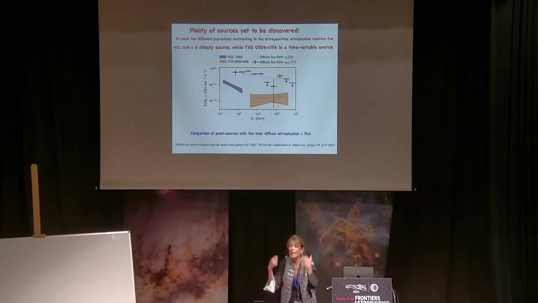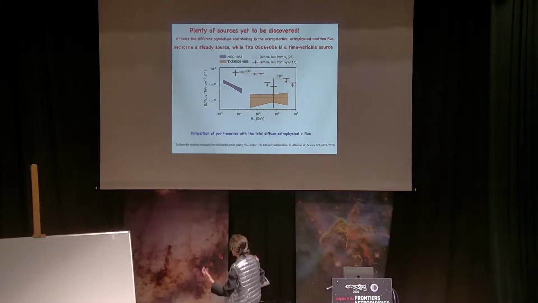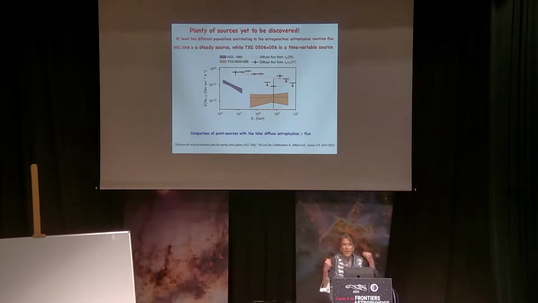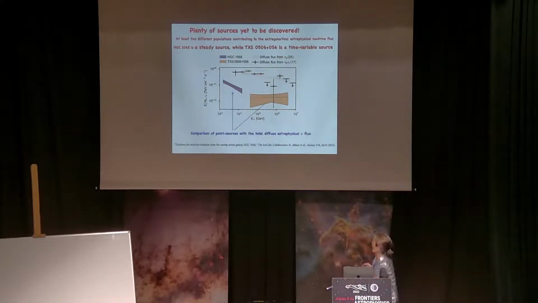But we are just entering a very interesting era. If you devote yourself to this, you will have a job for sure, because you will have to discover all the sources up to here. There are way more than one source contributing to the measured diffuse flux, and you can see this here: the comparison of 2 point sources with the total flux. There are many other sources contributing to the extragalactic astrophysical neutrino flux.